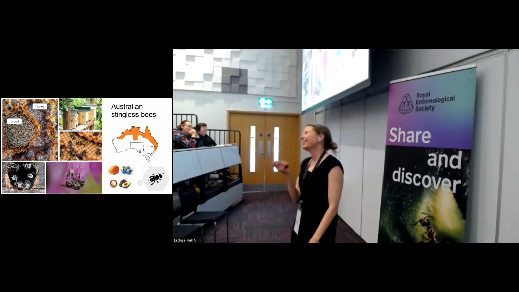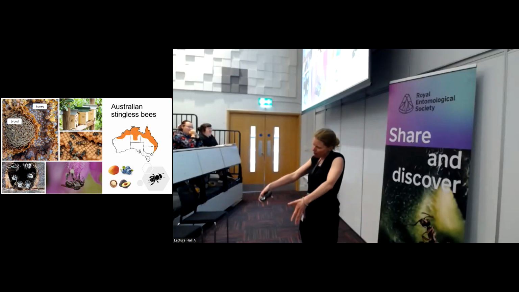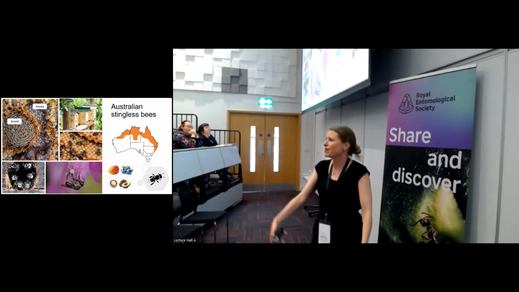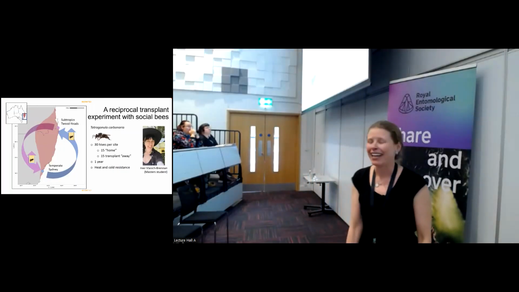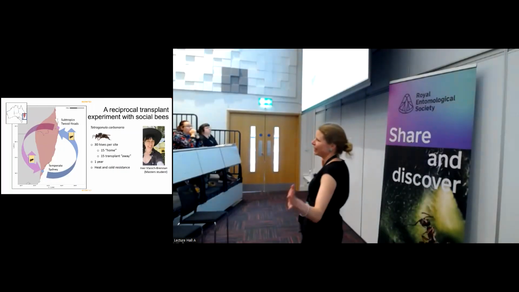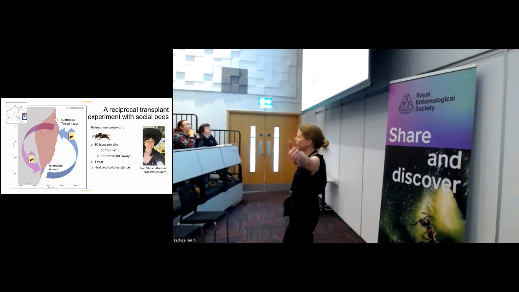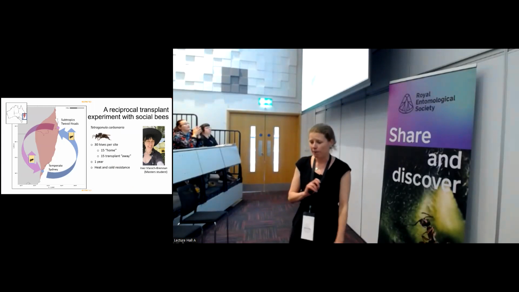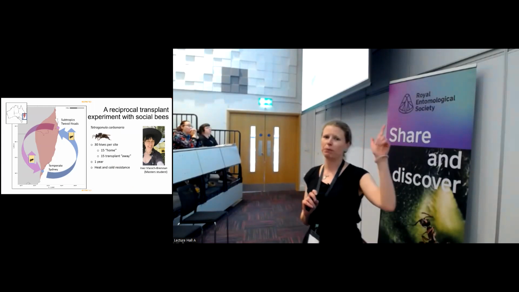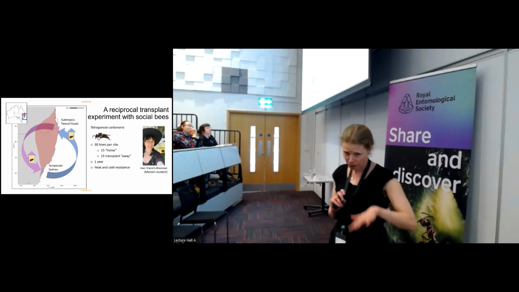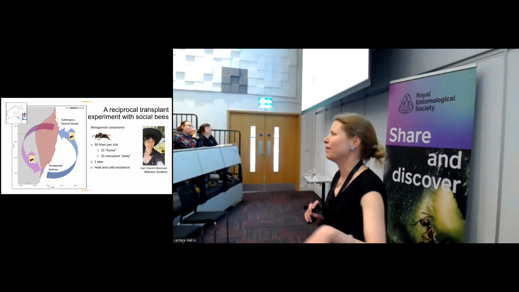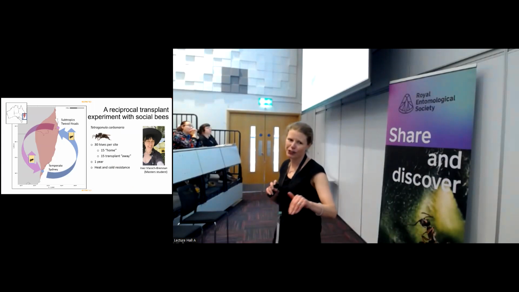Anyway, the great thing about stingless bees is that they are in a box, and so we can pick up those boxes and we can move them. And so there are 2 ways that you can get at genetic and environmental effects. You can do common garden experiments like what we did in the Drosophila, or you can do a reciprocal transplant experiment. And this work was all done by a really amazing master's student.